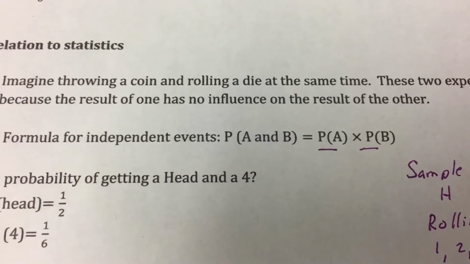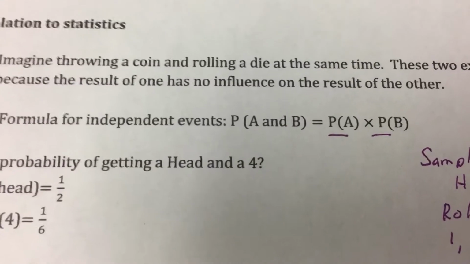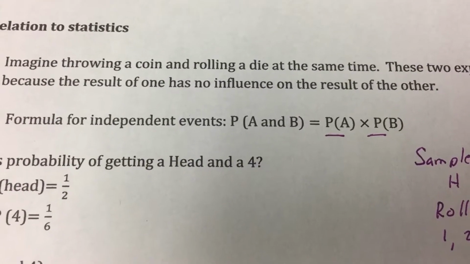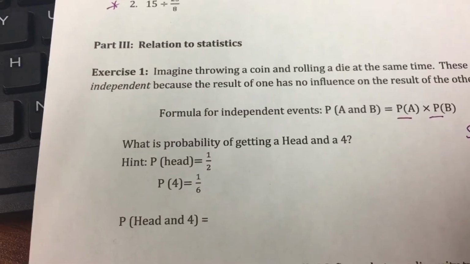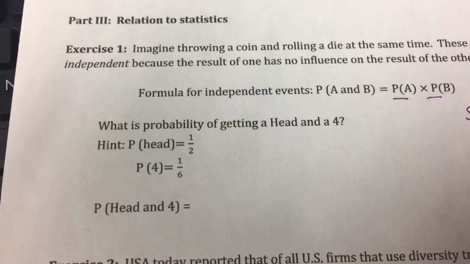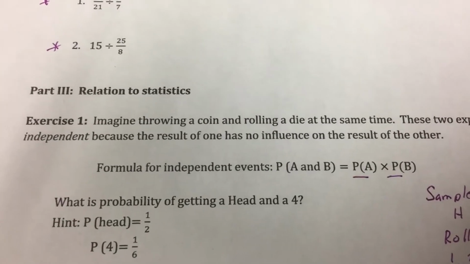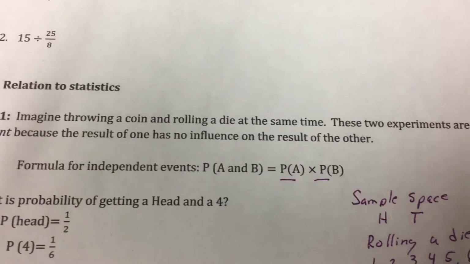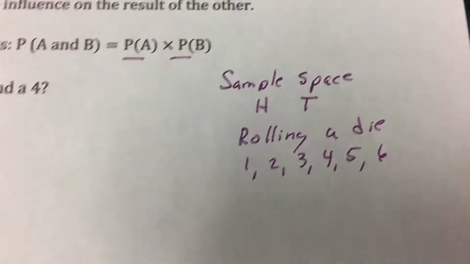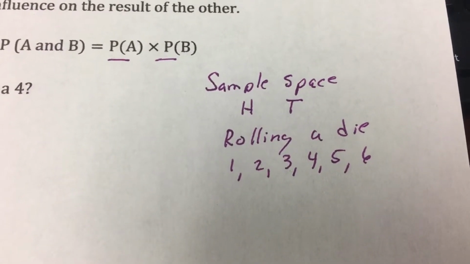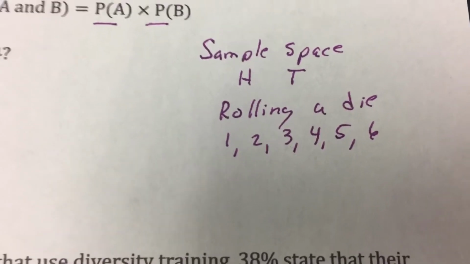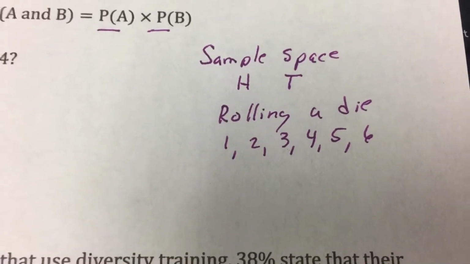Well, your probabilities are sometimes written as fractions, sometimes they're written as decimals. Now, this example that they're giving you, or this exercise, they say, imagine throwing a coin and rolling a die at the same time. So if you think about that, if you're throwing a coin, you're going to get heads or tails for the coin. For rolling a die, you have 6 sides, 1, 2, 3, 4, 5, 6.